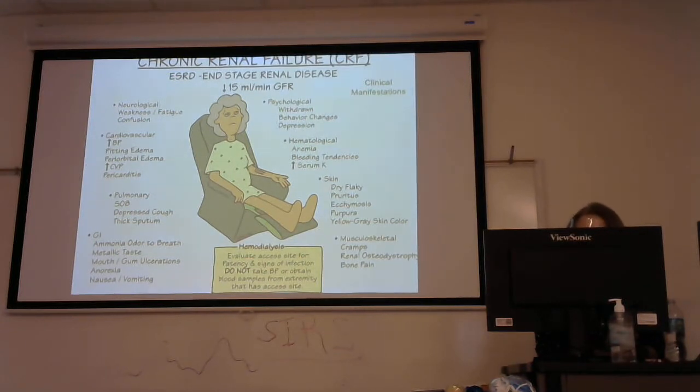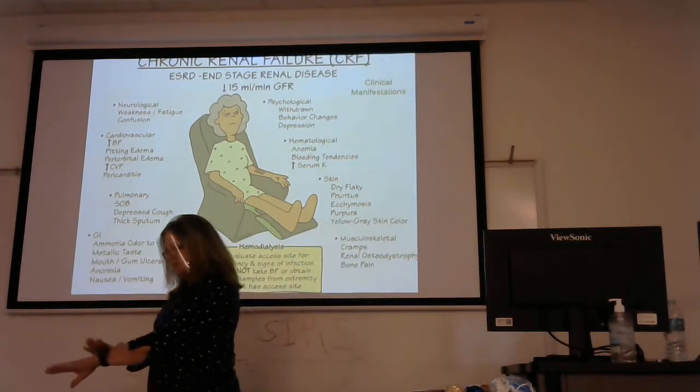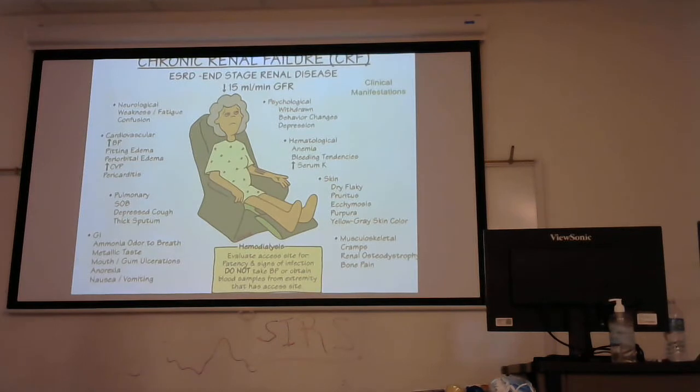The skin, dry, flaky, all those toxins can start to seep out and they'll get this white, frothy look on their skin, and you just need to wipe it off. They kind of get a yellow-gray skin color also, and those toxins can be very itchy. So they develop pruritus and they scratch, and that can lead to an infection. The bruising, because they're not clotting, platelets are affected. And musculoskeletal cramps, the osteodystrophy, and the bone pain.